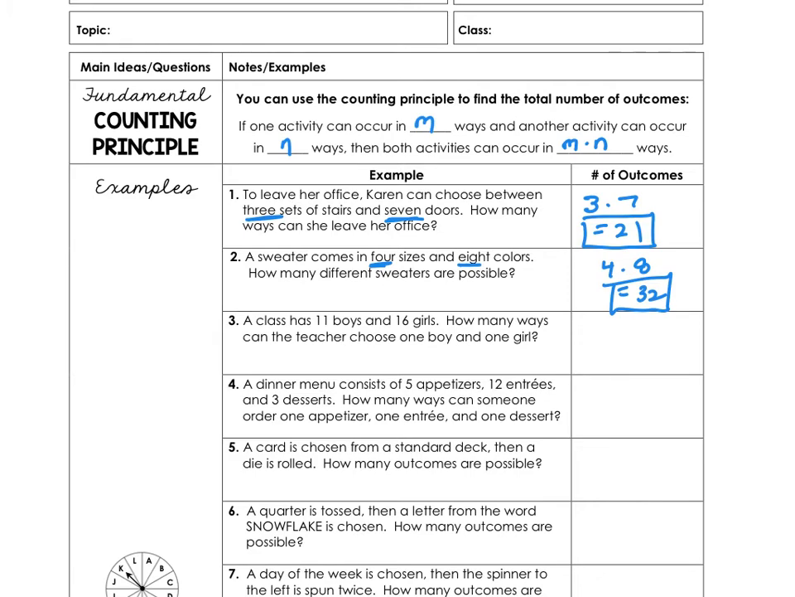Okay, a class has 11 boys and 16 girls. How many ways can the teacher choose 1 boy and 1 girl? 11 times 16 equals 176. Let me redo that equal sign. It looks like a negative, and I don't want any confusion. Okay, a dinner menu consists of 5 appetizers, 12 entrees, and 3 desserts. How many ways can someone order 1 appetizer, 1 entree, and 1 dessert? All right, 5 times 12 times 3 is going to give you 180 different combinations, you guys.